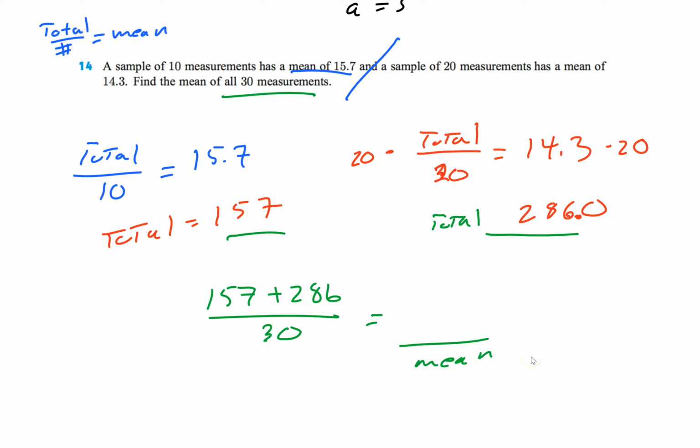That's the idea, right? So for this one, let's find the total of that one. Total over 10 equals 15.7, multiplied by 10, you get the total of the 10 measurements. Same concept over here. Total over 20 equals 14.3, multiplied by 20, you get the total of the 20 measurements. Add those two totals up, divided by 30, and you get the mean for the whole thing.